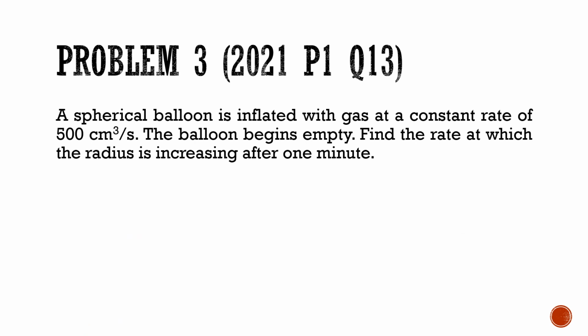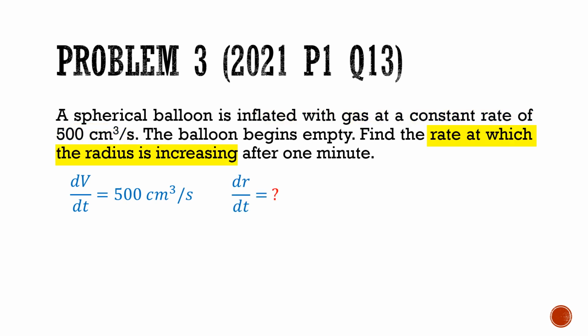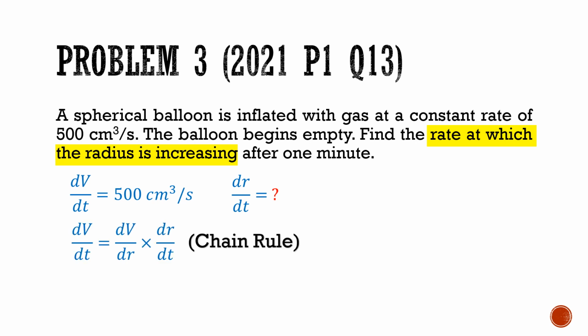So in this question, we are told the rate of change of the volume, dV/dt, is 500 cm³ per second. And our aim is to find the rate of change of radius, or dr/dt. So we can first apply the chain rule to connect the two rates of change using the formula dV/dt equals dV/dr times dr/dt. Now let's plug in the dV/dt. But in order to find dr/dt, we'll need to know what dV/dr is.